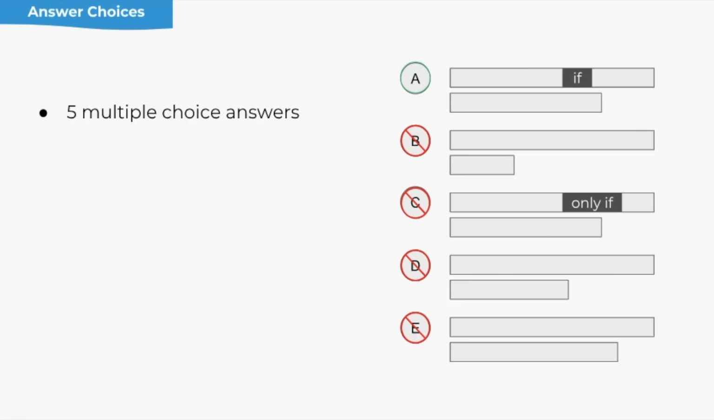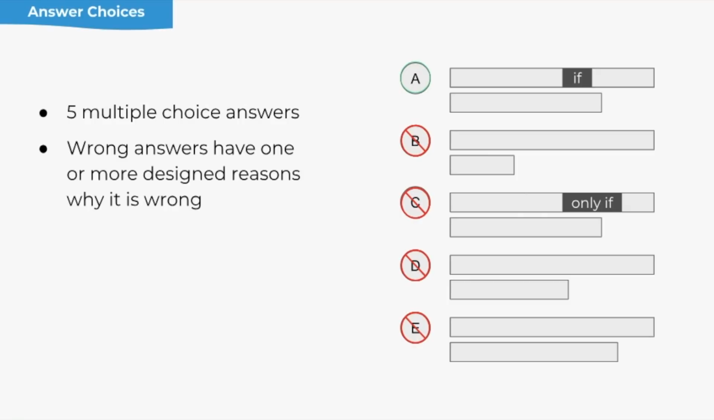So you're essentially using language cues to identify different kinds of tricks that they might use in order to create trap answers. So the wrong answer choices have one or more specifically designed reasons why they are wrong. And some of those reasons why they're wrong are fairly obvious, like the thing is just not relevant to the argument. It's out of scope, or it's doing the exact opposite of what you're looking for. But some of them are a little less obvious.